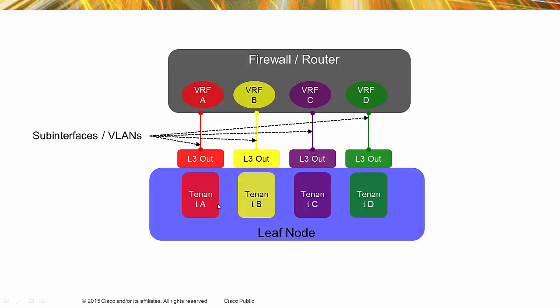Now, again on a leaf, we just understood that we can have multiple tenants within an ACI, and within a tenant, we can have our own L3 out to go and talk to the outside world. And you can use these as physical interfaces, or you can use sub-interfaces or VLANs also. That way, this L3 out maps to your VRF on your router or firewall, another sub-interface or VLAN we can map to another VRF on the router or firewall, and so on.